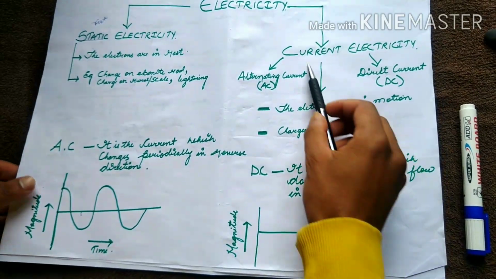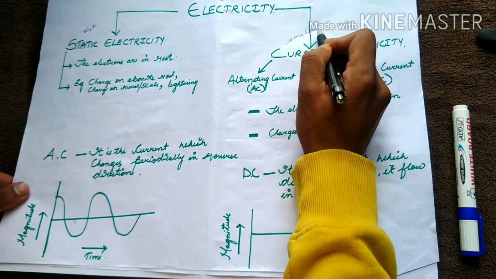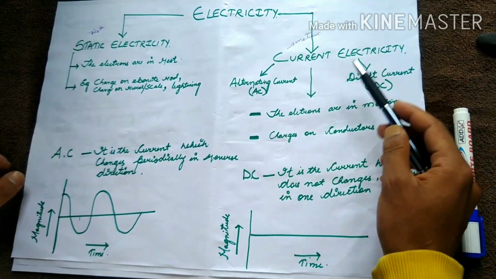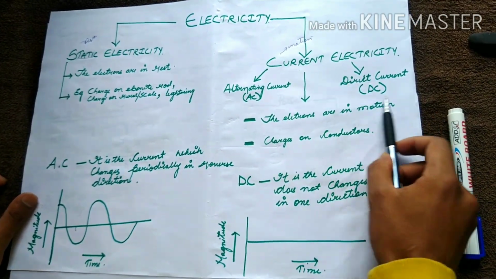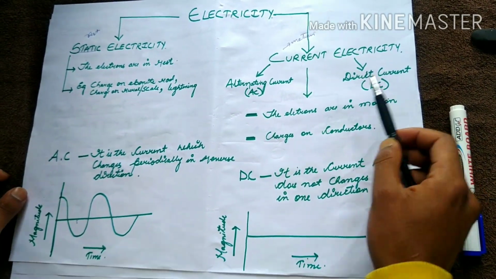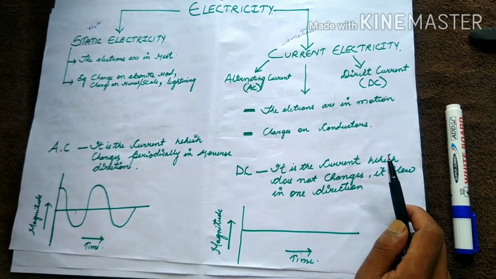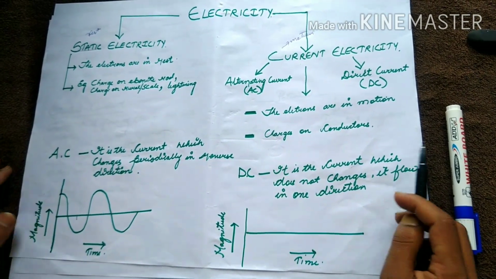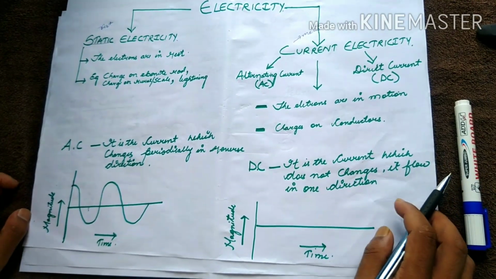Alright. Now current electricity. Current means motion. So when the electrons move, we call it current electricity. In higher classes, we will learn about alternating current and direct current. Current electricity can be divided into alternating current and direct current. In both cases, what happens? The electrons are in motion. So we can find this in all kinds of conductors and all kinds of electric equipment, because the charges are moving in them.